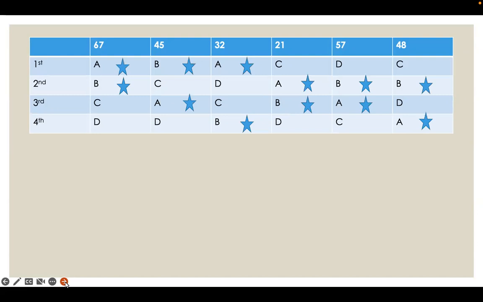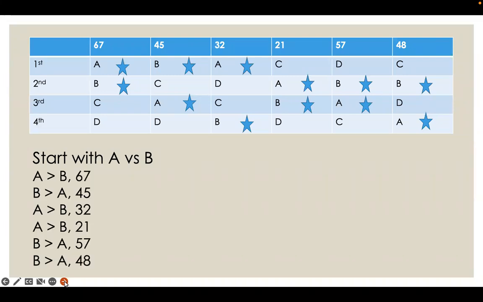So B versus A and A versus B is the same comparison. Okay, so first let's start with A versus B. I put stars next to A and B, and that's our comparison. You can see in our first column, A is greater than B, and that's 67 votes. In the second column, B is greater than A with 45 votes, and so on.